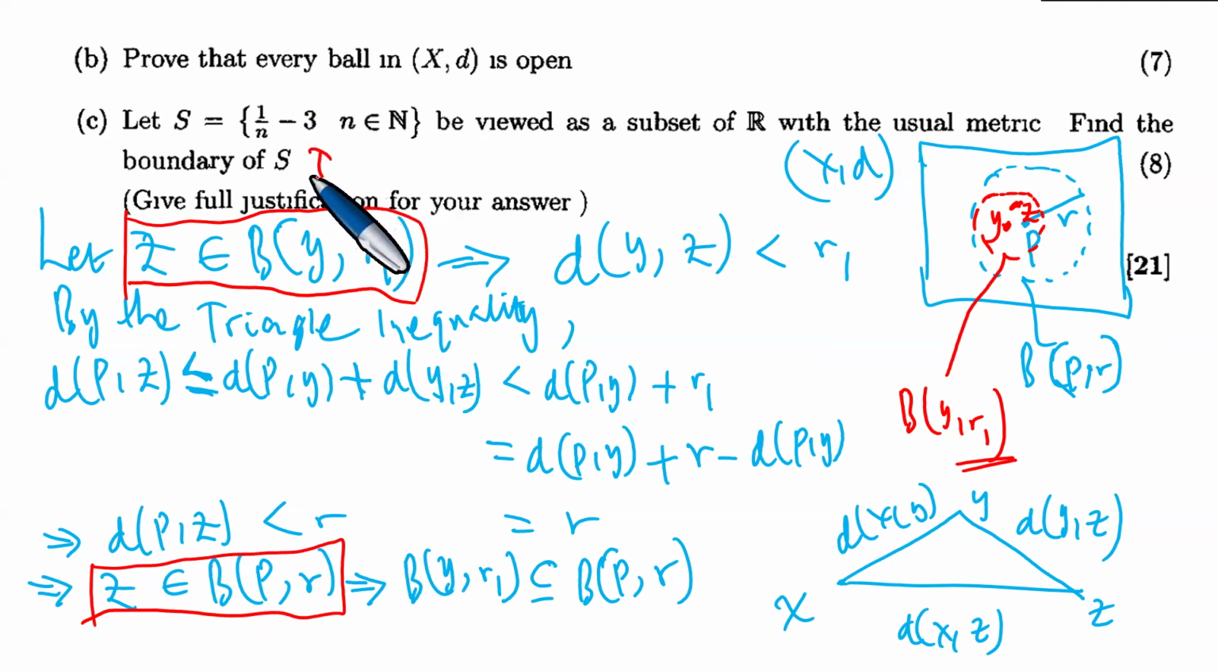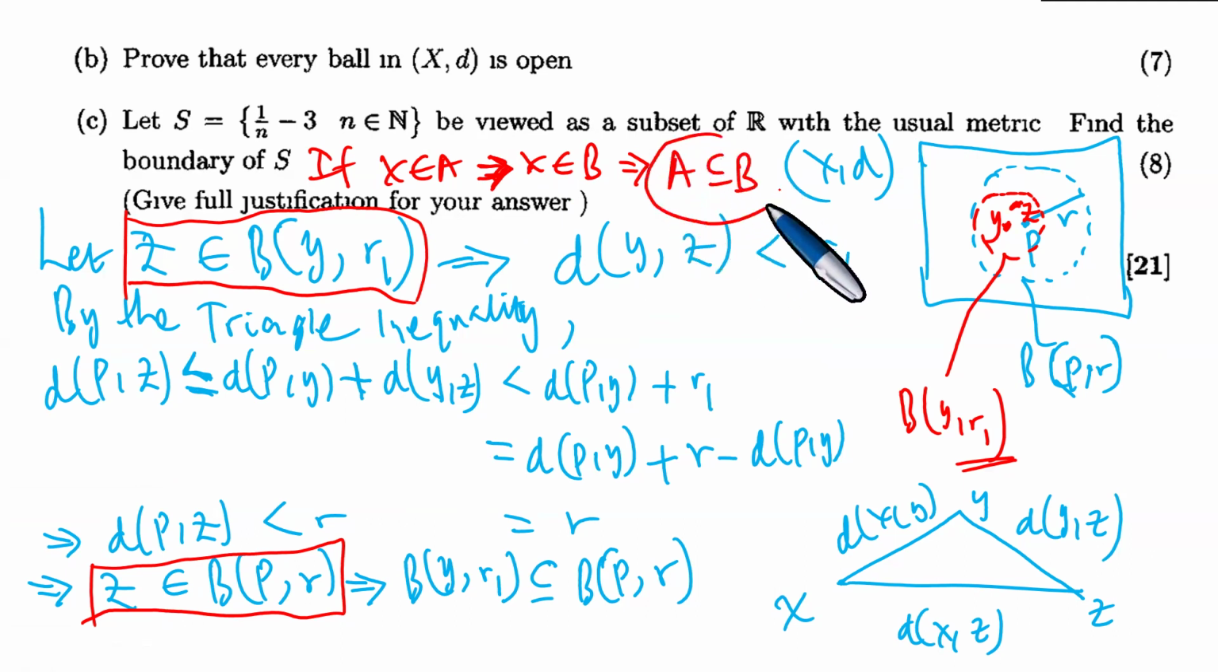See, in mathematics, we say that if X is an element of a set A, and that implies that X is an element of the set B, this implies that A is a subset of B. If X is an element of A implies that X is an element of B, it means that A is a subset of B. Z is an element of that and implies that Z is an element of this. It means this set BYR1 is a subset of BPR.